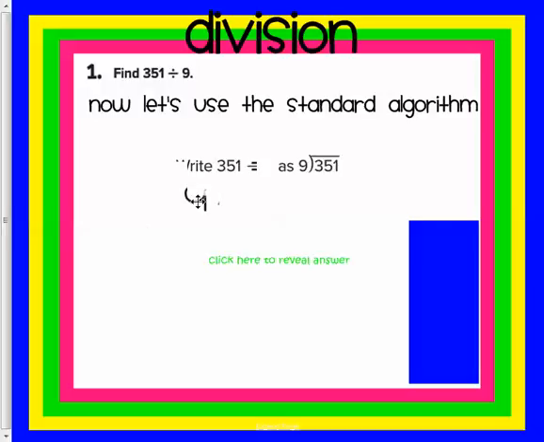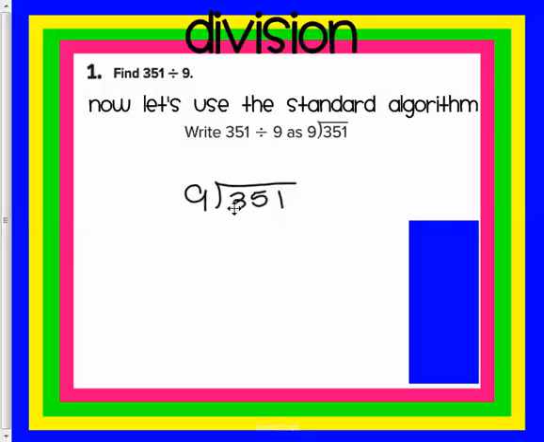The first step, ask yourself, does 9 go into the first number 3? The answer is no. So I put a 0, and then I multiply 0 times 9, and I get 0. I subtract, and I'm left with 3. Bring down the next number. Now, does 9 go into 35? The answer is yes. It goes in 3 times, and 3 times 9 is 27.